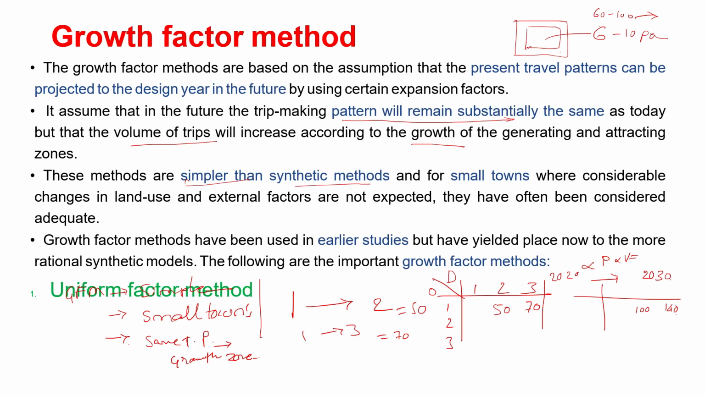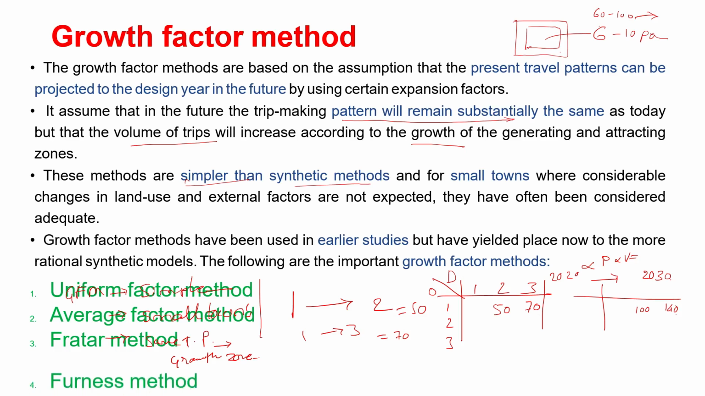The different methods are the uniform growth factor method, average factor method, Fratar method, and Furness method. These are the four methods: uniform factor or constant growth factor, average growth factor, Fratar growth factor method, and Furness growth factor. These are the four important methods. Very, very important from an exam point of view.